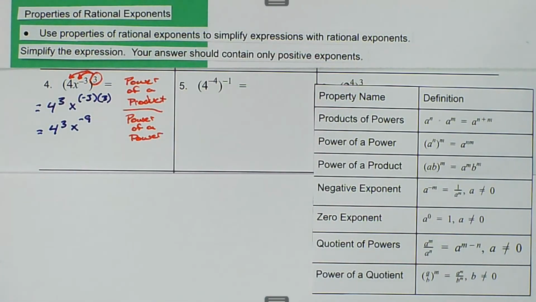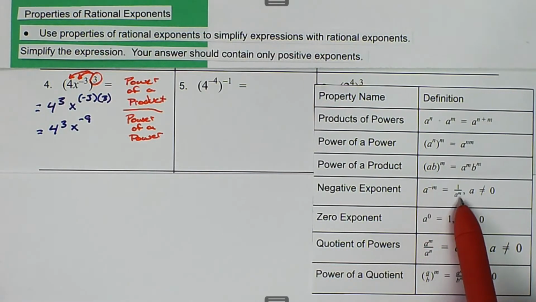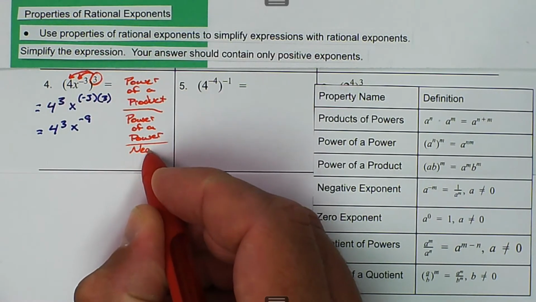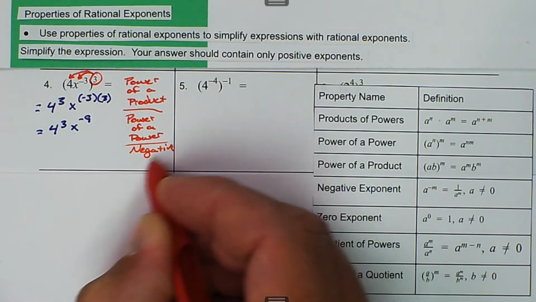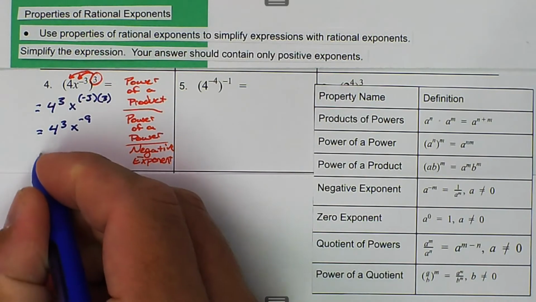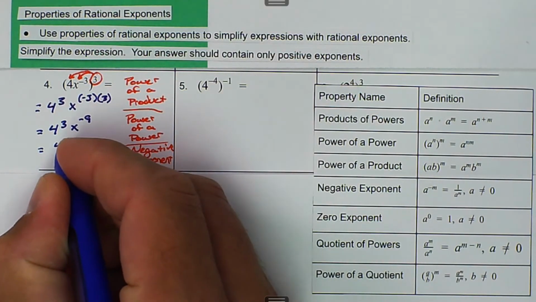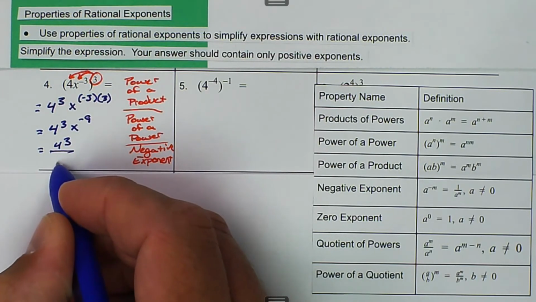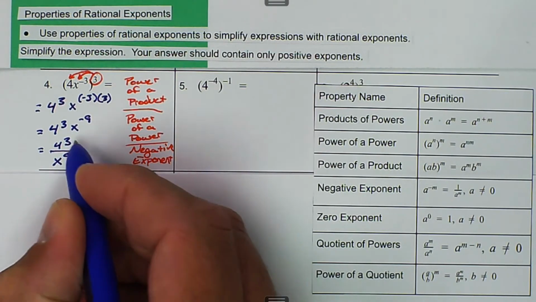And now the last one that we can do here is we have a negative exponent, so we can use the negative exponent rule. That says if there's a negative exponent, we can move it to the denominator and make it positive. So 4 to the third stays the same in the numerator, and then we move x to the negative 9th to the denominator and make it positive.